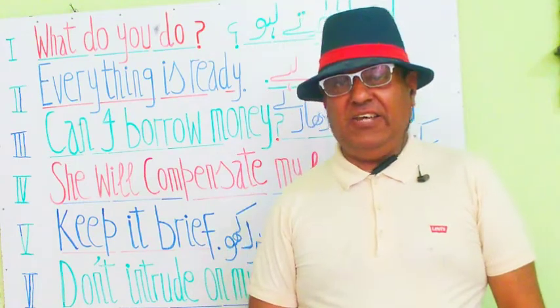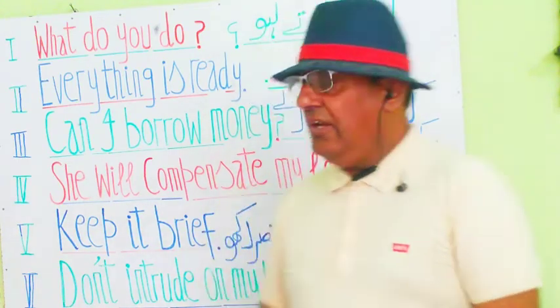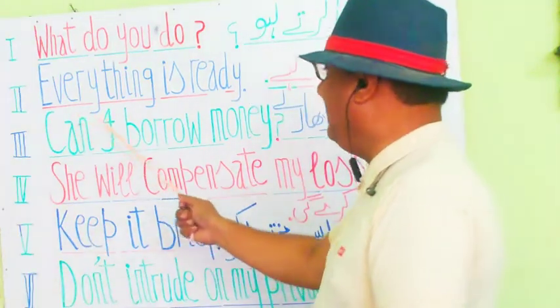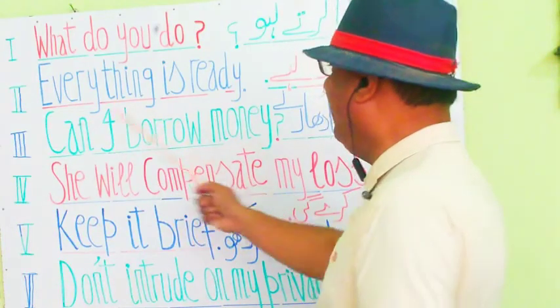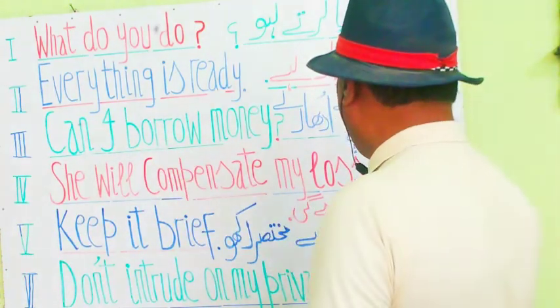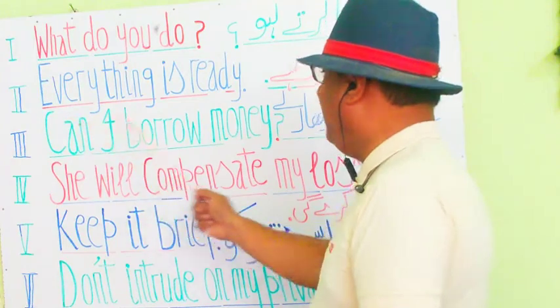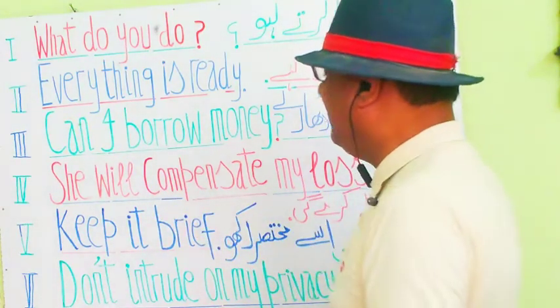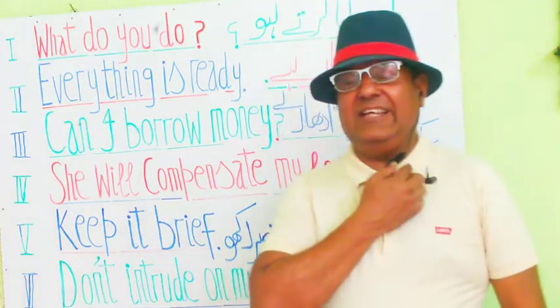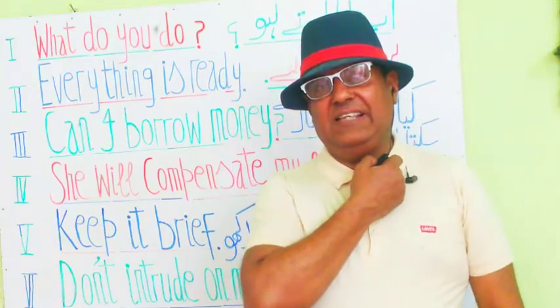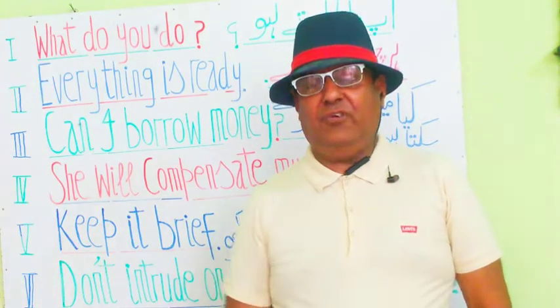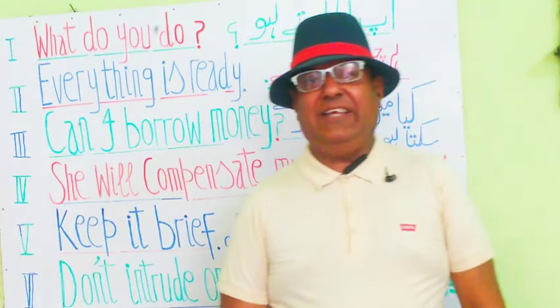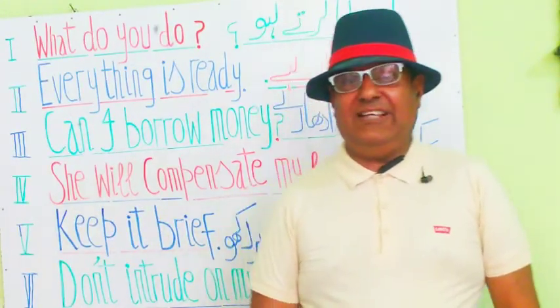Let's see the next phrase. Next phrase. Can you see that? Next one is, everything is ready. हर चीज तैयार है. This is an informative statement.